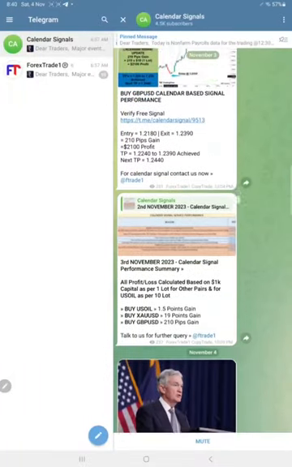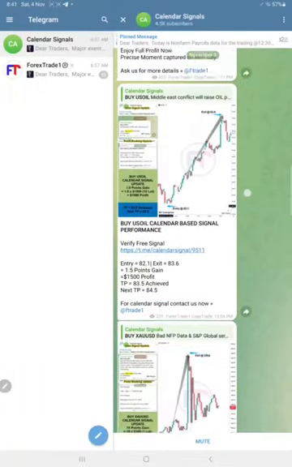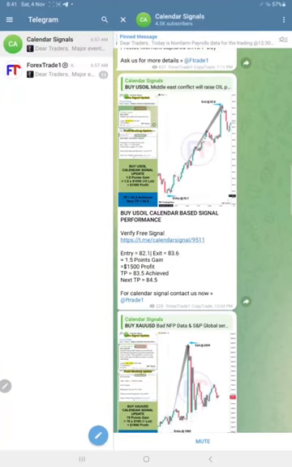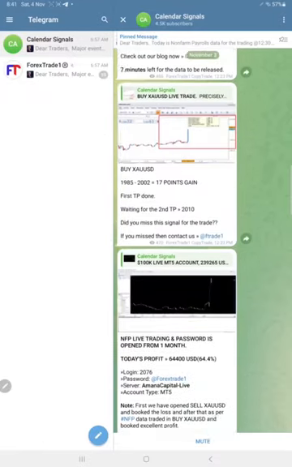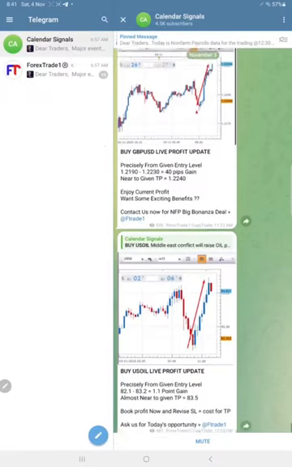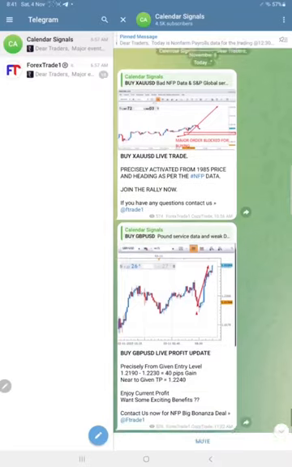And USOIL also performed, made 1.5 points gain. You see here, 1.5 point gain on USOIL, and again USOIL also reached target. So all three signals we posted yesterday performed well and made huge profit.